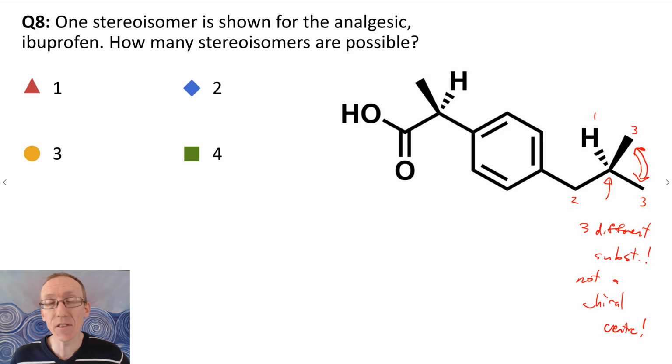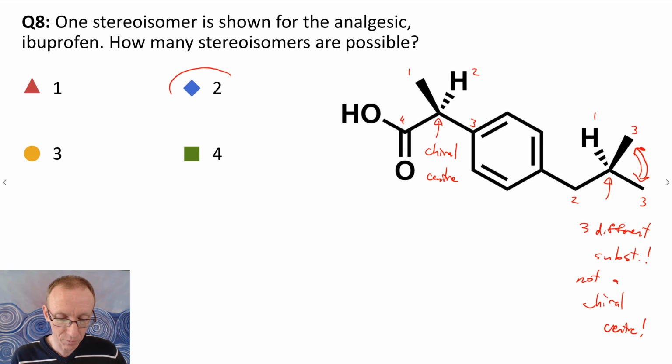So that's not a chiral center, even though it's drawn in this 3-dimensional manner that shows a wedge and a hashed bond. We can show 3-dimensionality without the molecule having to actually have a chiral center at that position. The other place where we see these wedged and hashed bonds is over here. So now we've got a methyl group, a hydrogen, an aromatic ring, and this carboxylic acid. 4 different substituents. So this is a chiral center. And so therefore we have 1 chiral center in this molecule, and it can be R or S. So we've got 2 different stereoisomers.